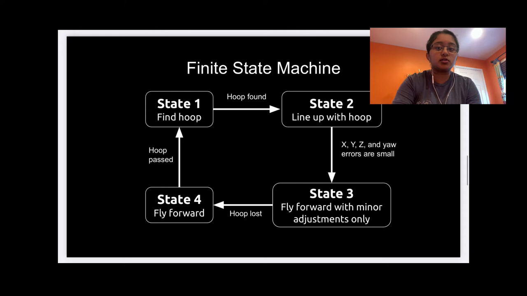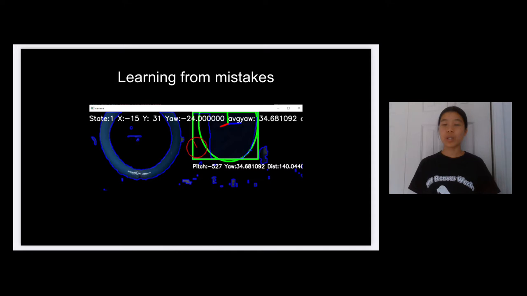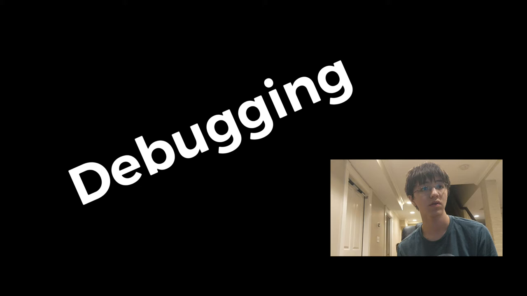Like any project, we had a lot more mistakes than successes. Some of them were silly, like wearing the same color shirt as the hoop we were looking for. It sometimes caused the drone to fly straight at us instead. Others were more difficult. We had a lot of problems with the drone crashing into the hoop because its yaw angle was overshooting. We realized that it was very difficult to learn from our mistakes when our drone crashed suddenly.